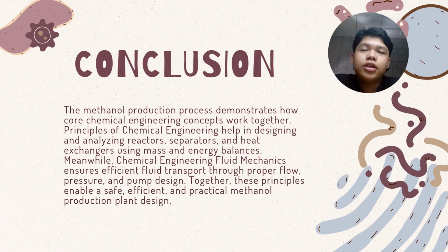So, in conclusion, the methanol production process demonstrates how core chemical engineering concepts work together. Principles of chemical engineering help in designing and analyzing reactors, separators, and heat exchangers using mass and energy balances. Meanwhile, chemical engineering fluid mechanics ensures efficient fluid transport through proper flow, pressure, and pump design. Together, these principles enable a safe, efficient, and practical methanol production plant design. That's all from us. Thank you.